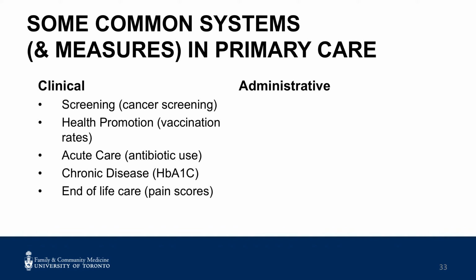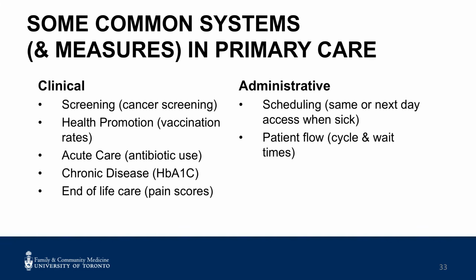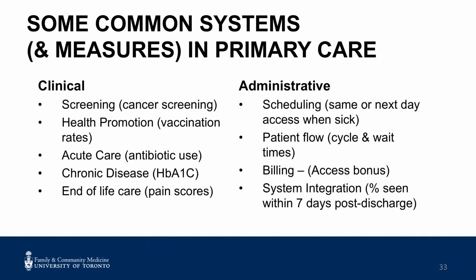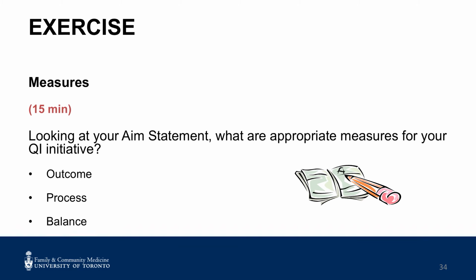There are also administrative systems and examples including scheduling, same-day access, patient flow, cycle and wait times, billing, efficiency, rejected claims. Admission rates is a reflection of the interaction between primary and hospital care, the day post-discharge measure.